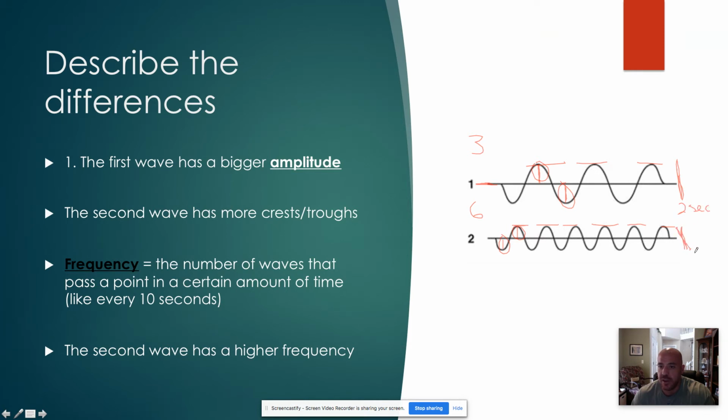Well, which one has more crests, more waves? The bottom one, so it has a higher frequency. You wouldn't have known that word, but I hope you at least saw that it has more crests. And now we know if more crests are in a same sized picture or same amount of time, then that just means there's a higher frequency for that wave.